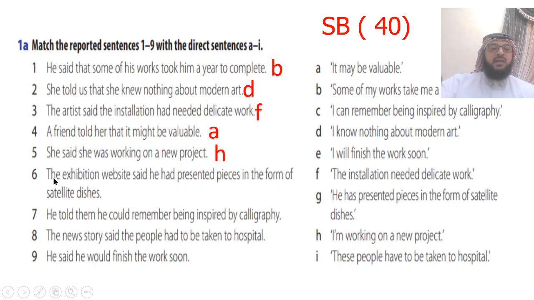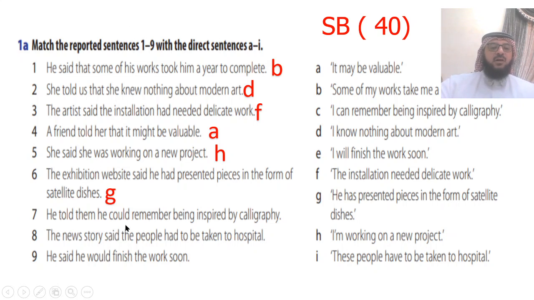Number 6. The exhibition website said he had presented pieces in the form of satellite dishes. 1 2 3. G. He has presented pieces in the form. لاحظ معي has presented صارت had presented. ولو كانت بس presented في الماضي أيضا حنودي الماضي أبعد منها had presented. إذا شفت جملة فيها had presented had زي التصريف الثالث قد يكون الجملة الأصلية في الباست حولناها للباست بيرفكت أو في البريزنت بيرفكت حولناها للباست بيرفكت.